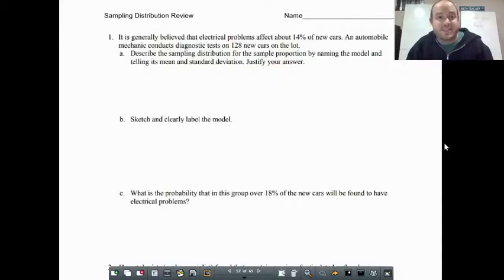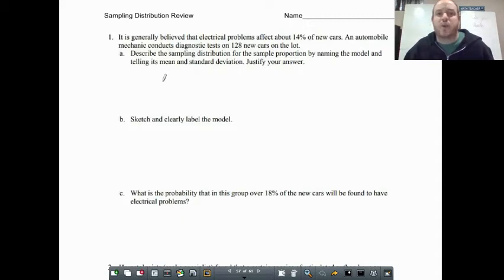So jump right in. It says it is generally believed that electrical problems affect about 14% of new cars. An automobile mechanic conducts diagnostic tests on 128 new cars on the lot. A. Describe the sampling distribution for the sample proportion by naming the model and telling its mean and standard deviation. Justify your answer. So this actually is a little bit longer of a question than it seems like, but not too difficult.